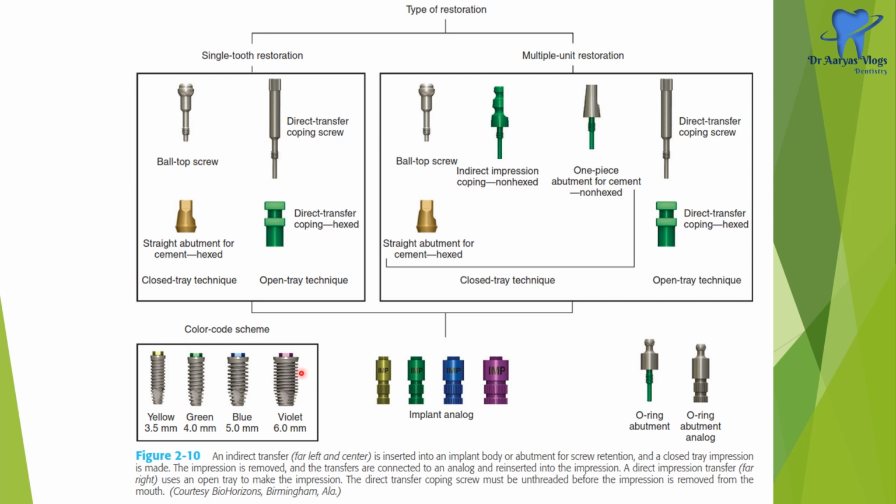And this is the color coded scheme. That is, it's the yellow color, that is 3.5 mm, green 4 mm, blue 5 mm, and violet 6 mm. These are the implant analogs. This is the O-ring abutment, and this is the O-ring abutment analog.